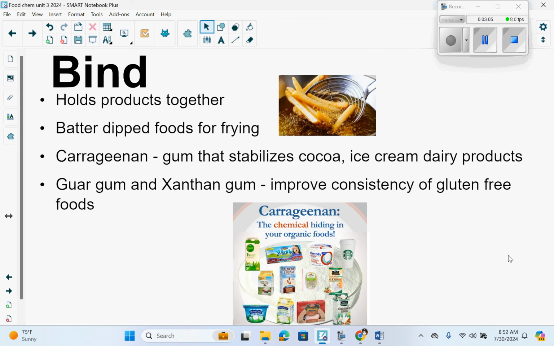Bind. This holds products together. Batter-dipped food for frying would be an example of this. On your labels, you might see this word. This is pronounced carrageenan. It's a gum that stabilizes cocoa, ice cream, or dairy products. You might see guar gum and xanthan gum, right? This improves consistency of gluten-free food. So if you check your labels, you might see some of these.